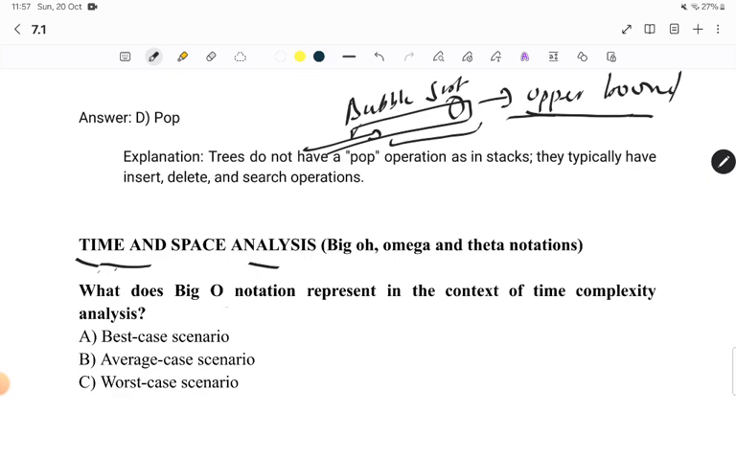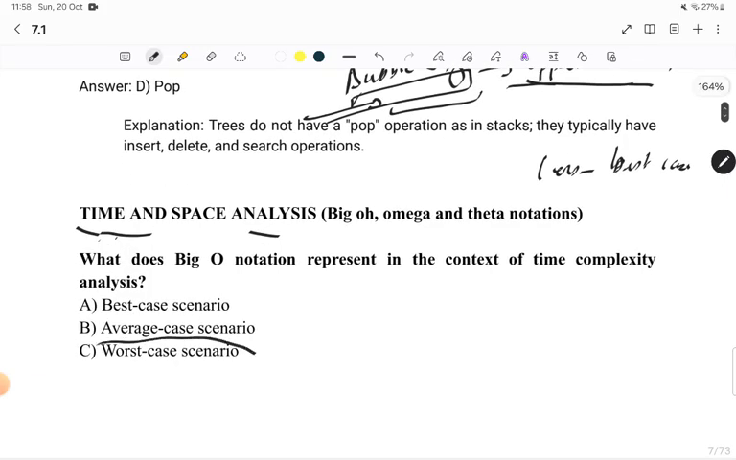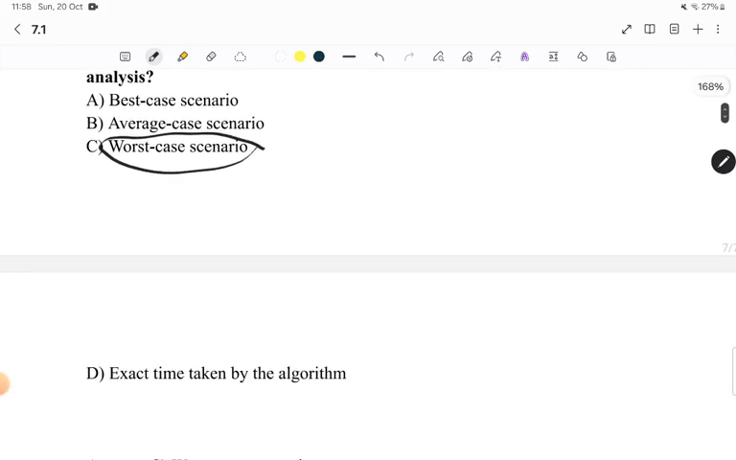So what does big O notation represent in the context of time complexity? Upper bound means maximum time. If an algorithm takes maximum time or more time, it represents the worst case scenario of that algorithm. And if it takes minimum time or less time, it gives the best case scenario of that algorithm. So upper bound gives the worst case scenario of the algorithm. So this is the correct answer.